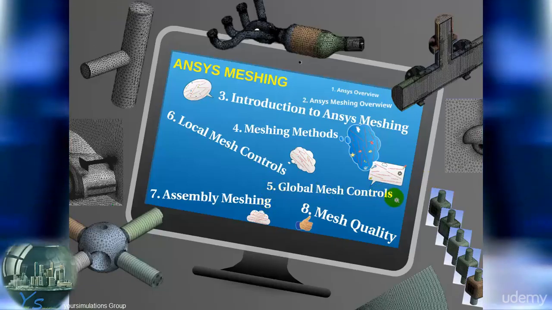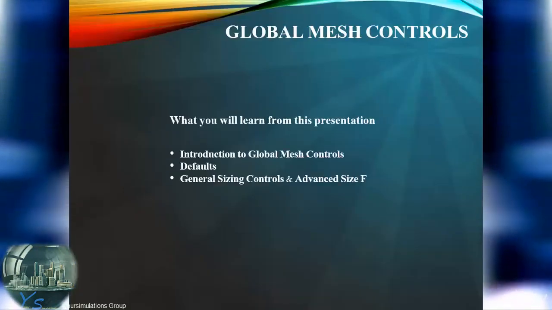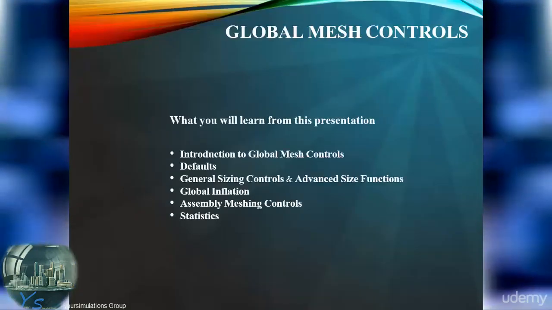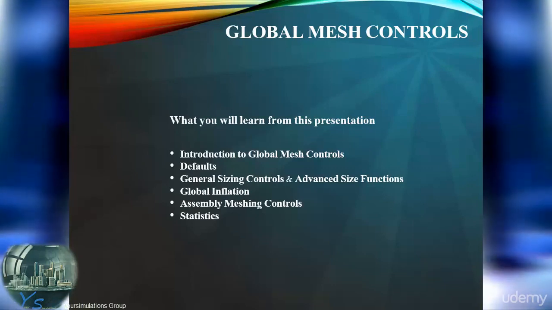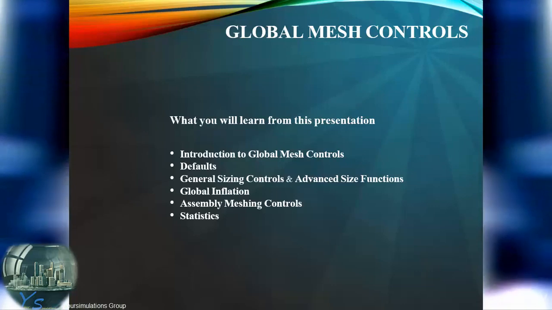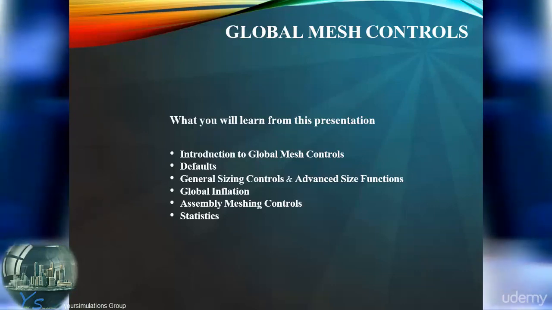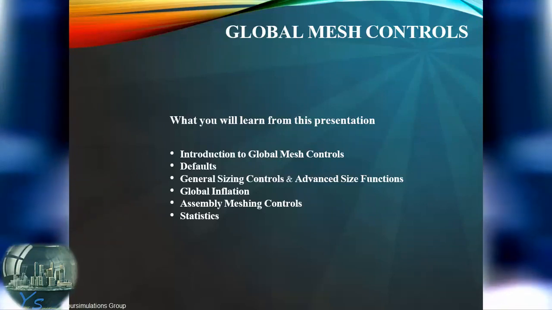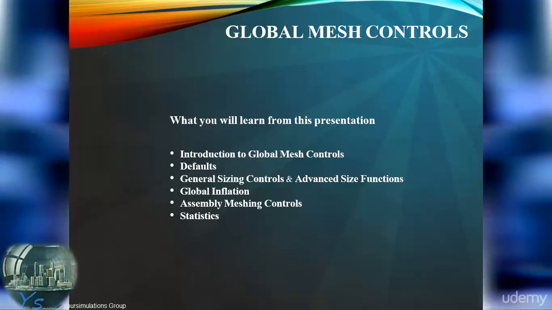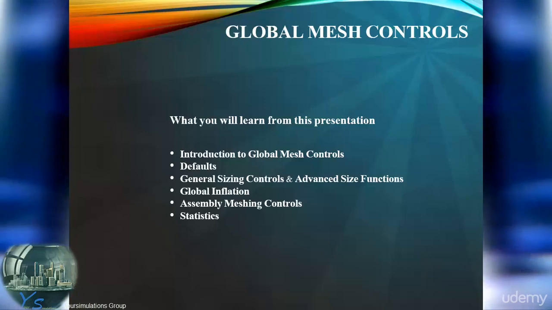Welcome to Lecture 5 of the Introductory Training course for ANSYS Meshing. In this lecture, we cover the global mesh controls, learn about the default settings and how we can adjust them for our needs. We also learn how to access the global inflation options and have a quick look into the mesh statistics. Details about those statistics are covered in Lecture 8. Assembly meshing, which is also a global setting, is covered in Lecture 7 and will not be discussed here.